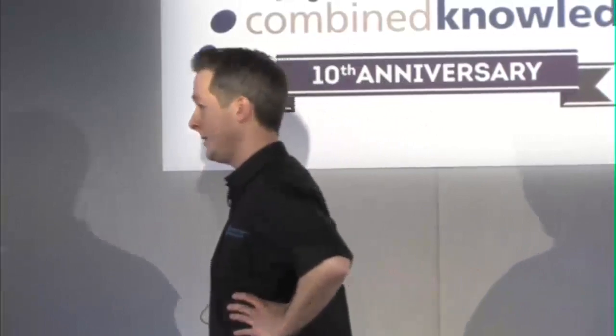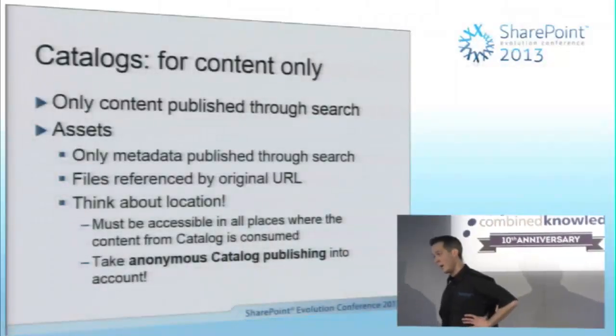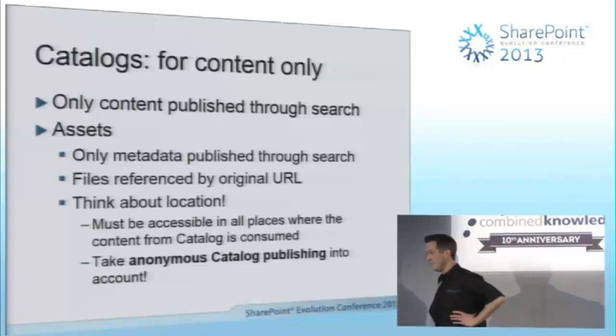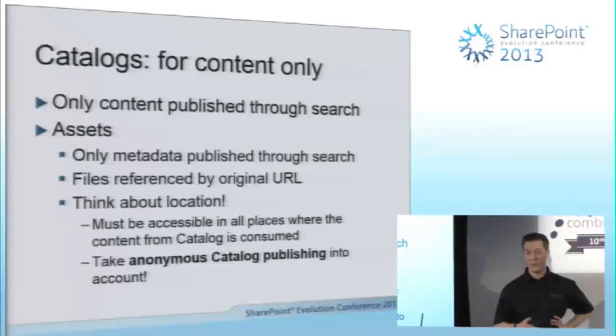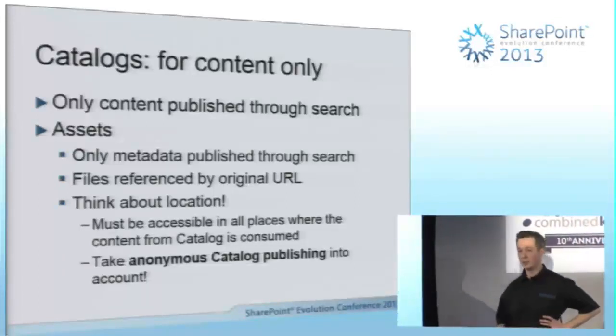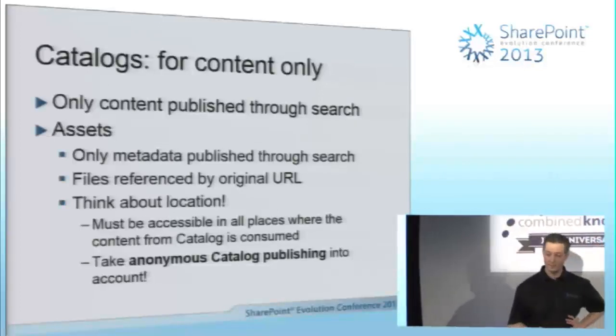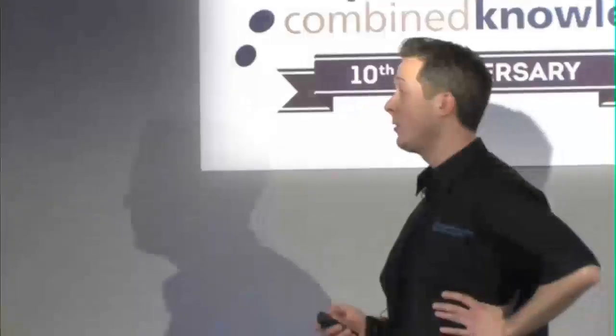So every single list and library in our farm can be published as a catalog. Search indexes information from that list and makes it available within the whole farm or wherever you decide to publish your search service application. The important thing to keep in mind here is that it's only for content. If you decide to use that on a document library, it's only going to index the metadata. The binaries are going to physically remain in that library and are not going to become a part of the search index.